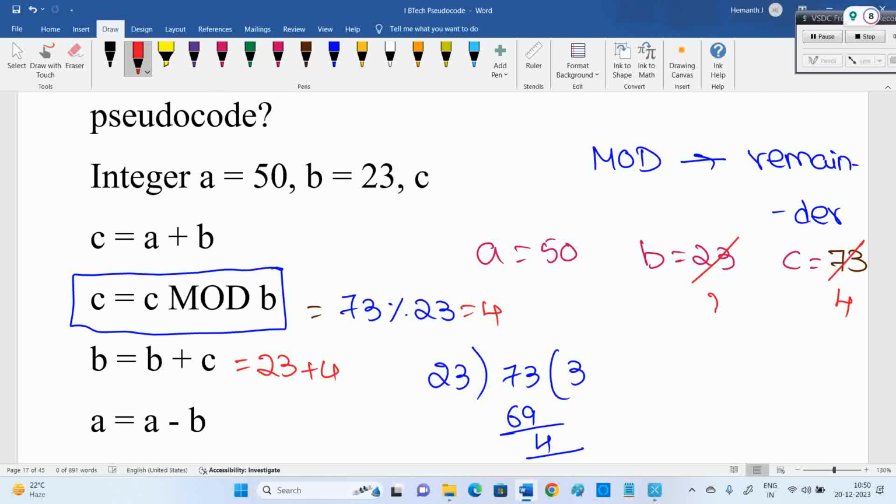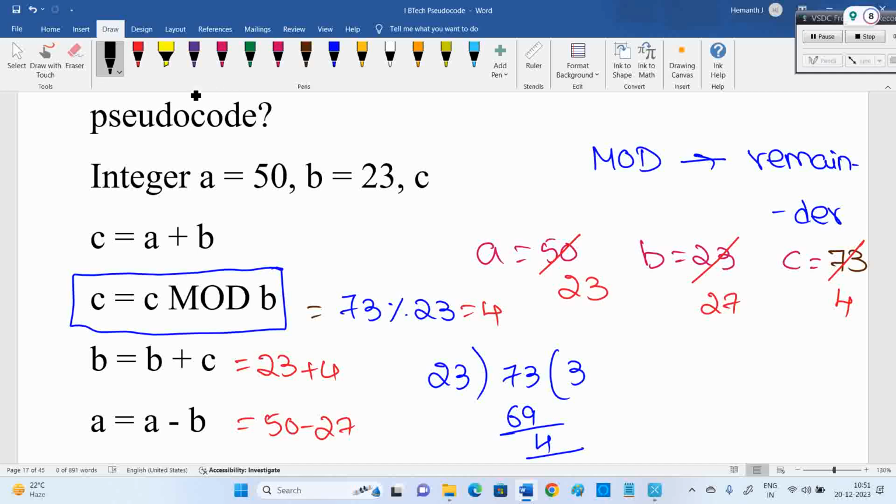So update it. Instead of cancelling, you can write below also. I'm striking and writing to convey that it's updated, or else you can directly write below. The below one is the updated one, so you can understand it like that. Then A equal to A minus B. So 50 minus 27, which is nothing but 23.